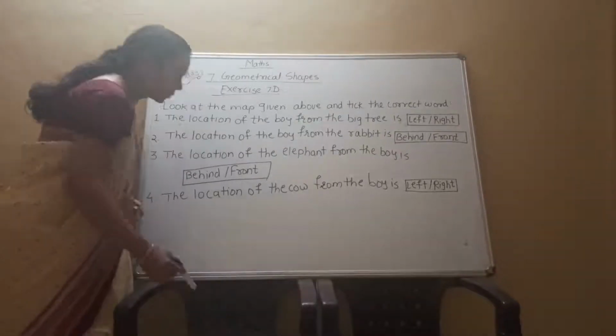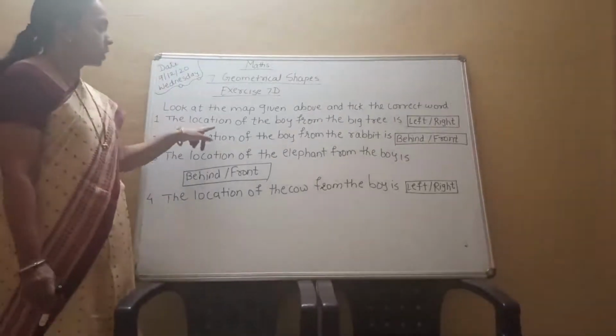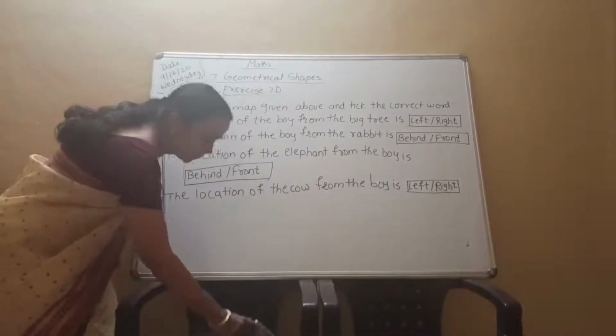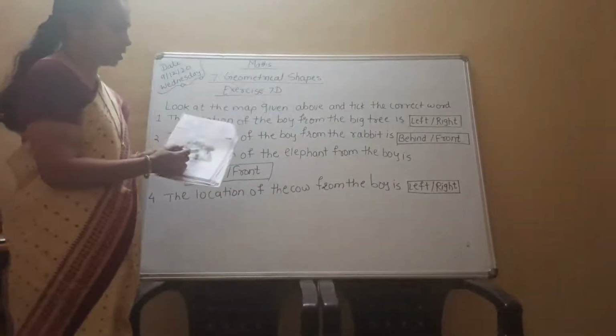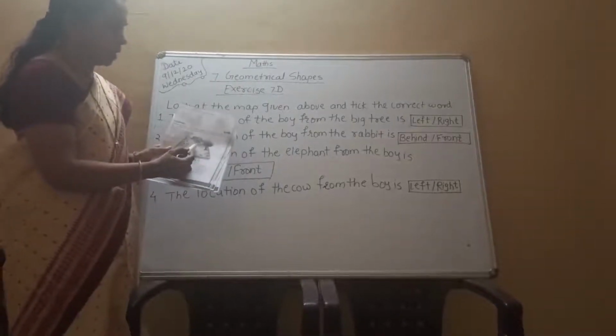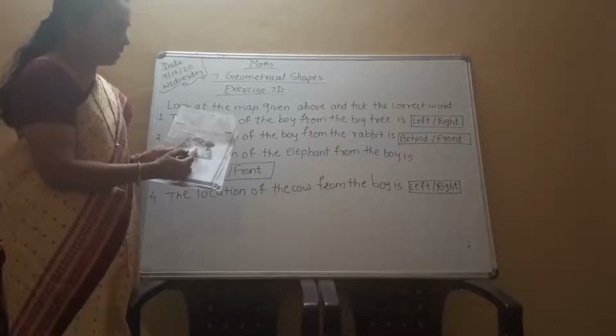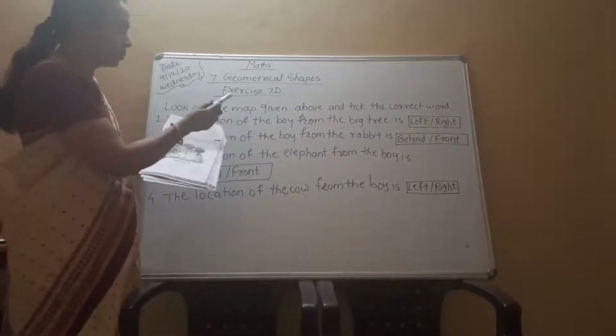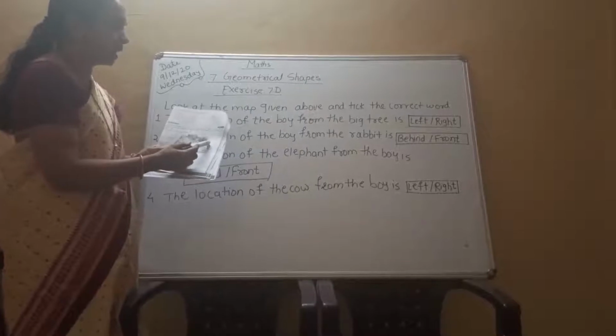Now see, what is the first question? The location of the boy from the big tree is. Now see your textbook. Location of the boy from the big tree. So this boy is standing like this. Okay. So location of the boy from the big tree.